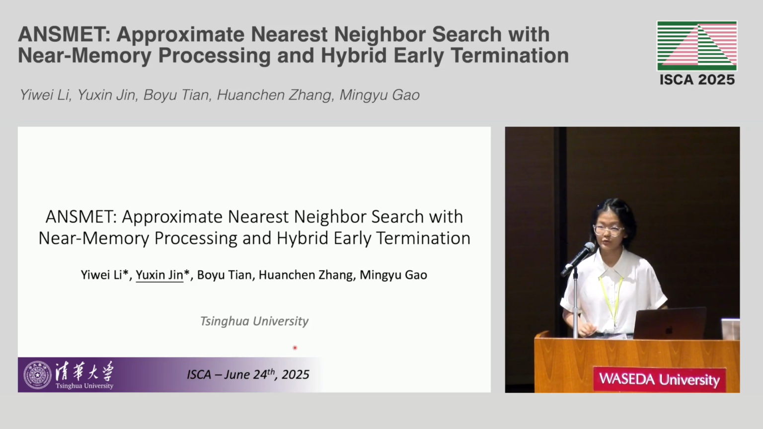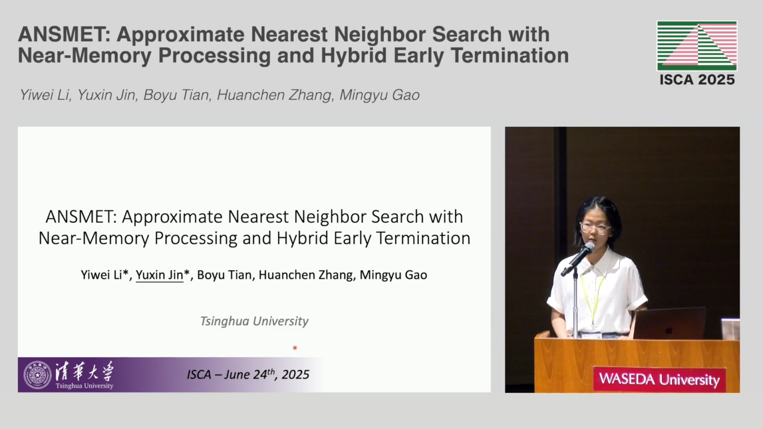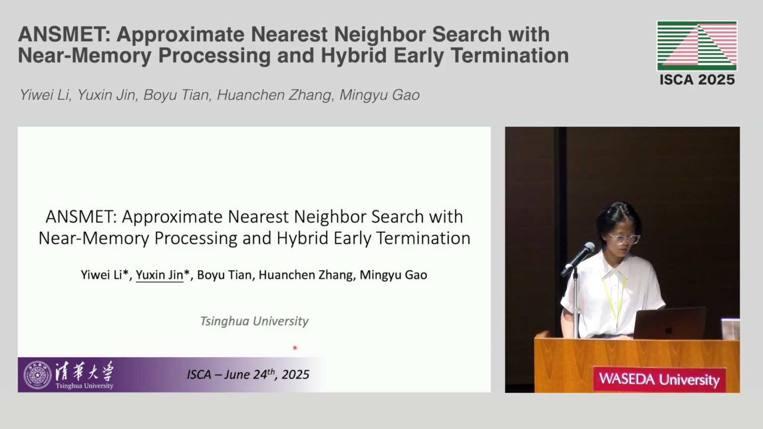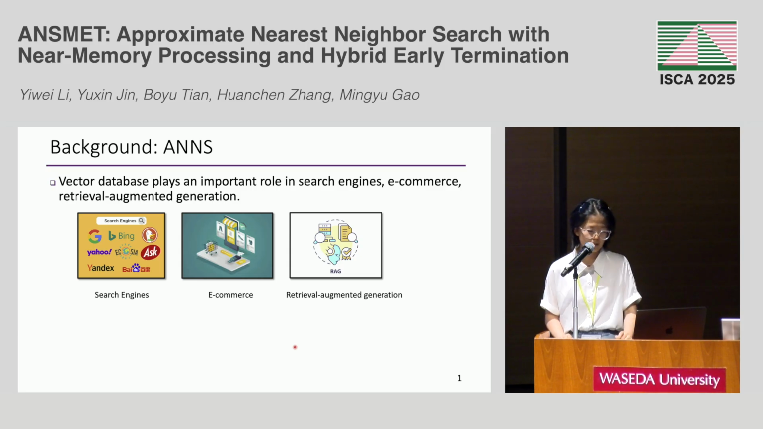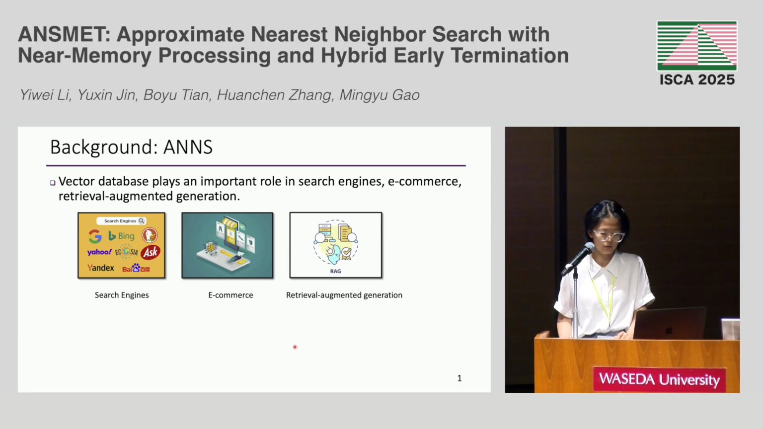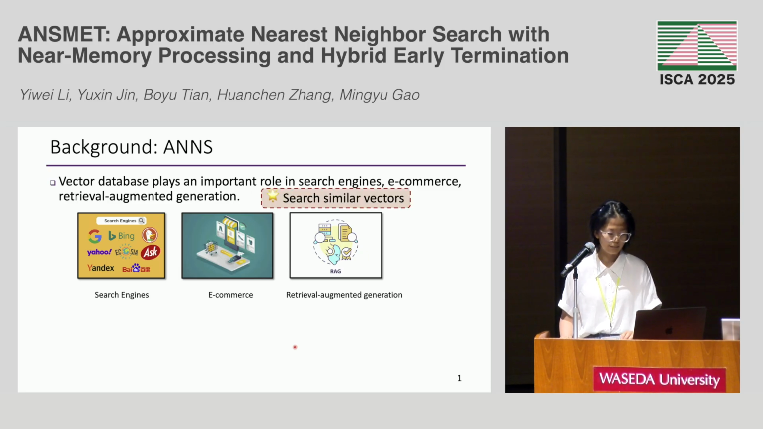We're excited to present our work ANSMET, Approximate Nearest Neighbor Search with Near Memory Processing and Hybrid Early Termination. Nowadays, vector databases play an important role in search engines, e-commerce, and retrieval augmented generation. In those applications, searching for similar vectors is always the core operation in vector databases.